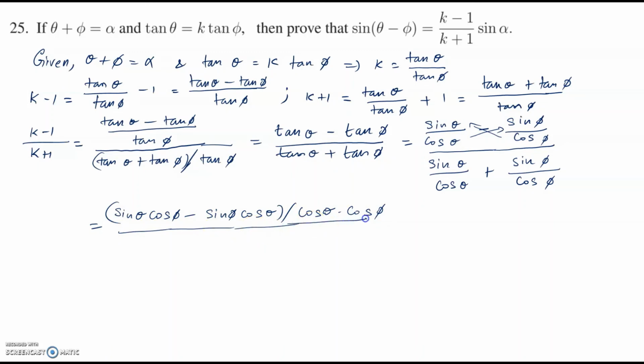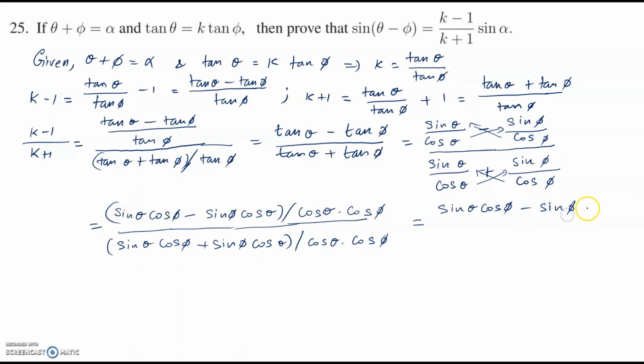This whole thing is divided by. Now let's go to the denominator. Again, by cross multiplying and taking the denominator as cos theta cos phi, the numerator of the denominator will now become sine theta cos phi plus sine phi cos theta divided by cos theta into cos phi. Now these two denominators are the same, so they will disappear. So you'll be left with sine theta cos phi minus sine phi cos theta divided by sine theta cos phi plus sine phi cos theta.